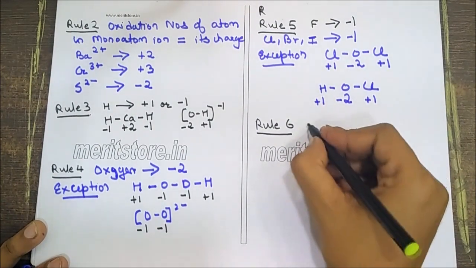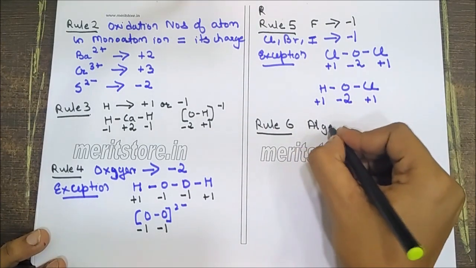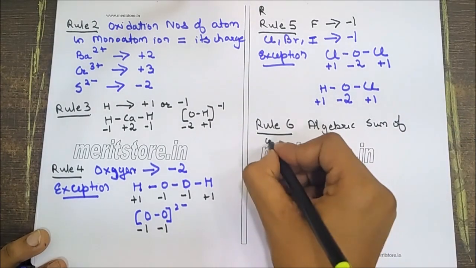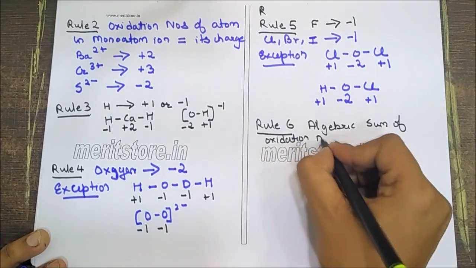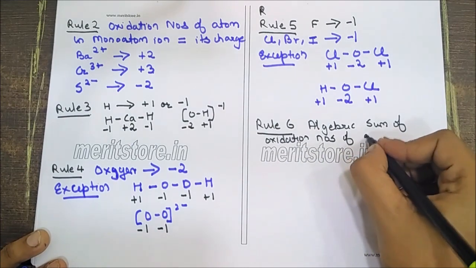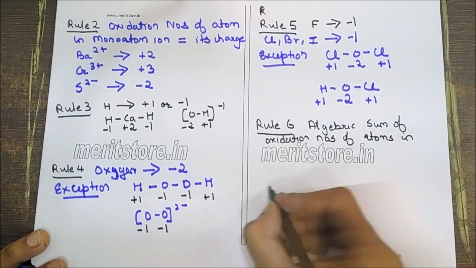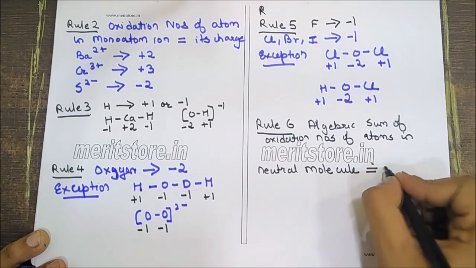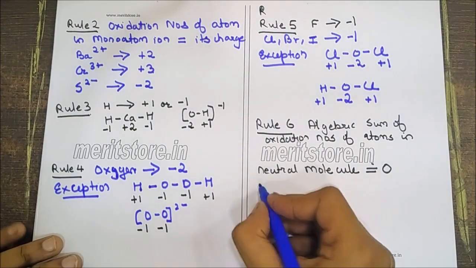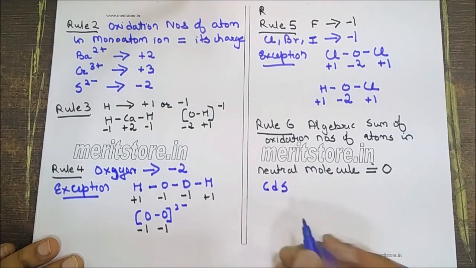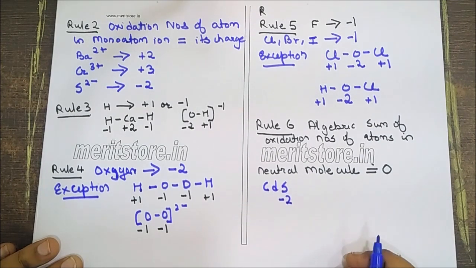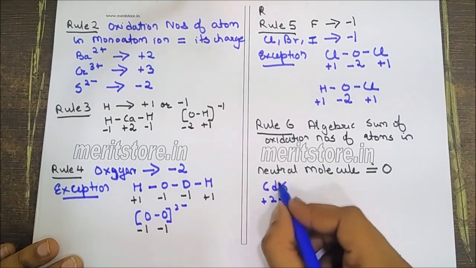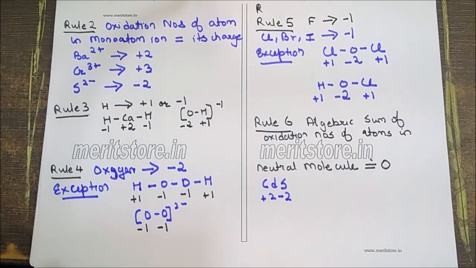Then, next rule, rule 6. This says the algebraic sum of oxidation numbers of atoms in a neutral molecule would be 0. So if I'm taking a compound CdS, if sulfur has an oxidation number of minus 2 and this compound is neutral, so Cd will have plus 2. So minus 2 plus 2, 0. So the sum of oxidation numbers of this neutral molecule is 0.